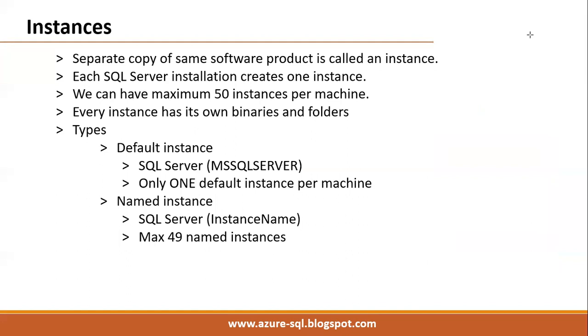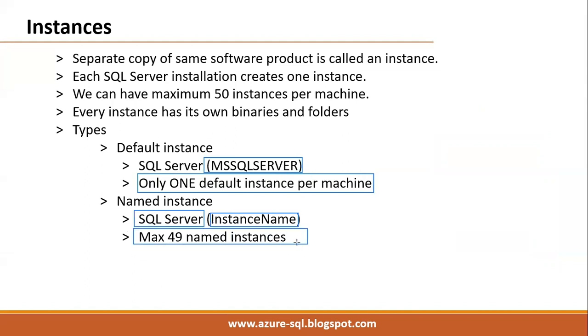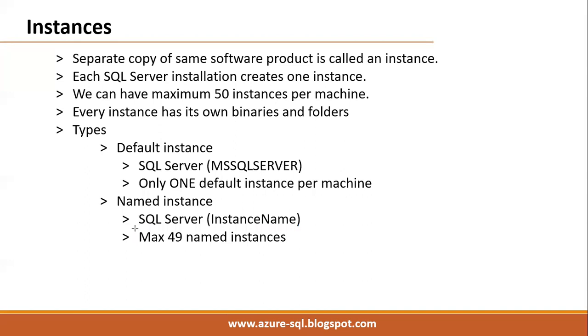Always remember, only one default instance is allowed per machine of any version. Its service name is MS SQL Server. But for a named instance, the instance name is there in brackets. And we can have a maximum of 49 named instances. Already we know the total is 50: one default instance and a maximum of 49 named instances.